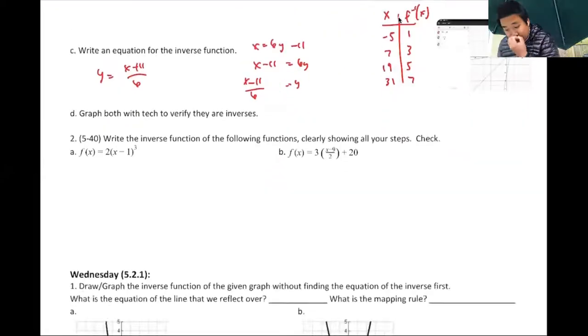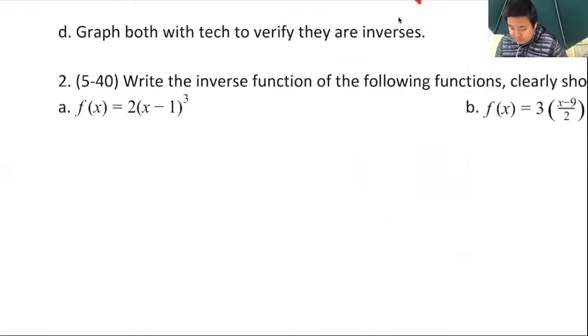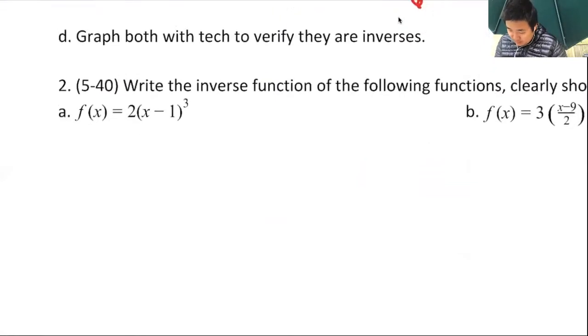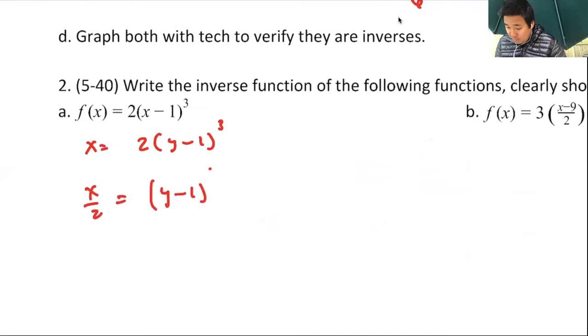Write the inverse function for each of the following functions. Clearly show all your steps. I'm going to switch x and y. So x is 2 times y minus 1 cubed. So divide by 2. Cube root. Add 1.